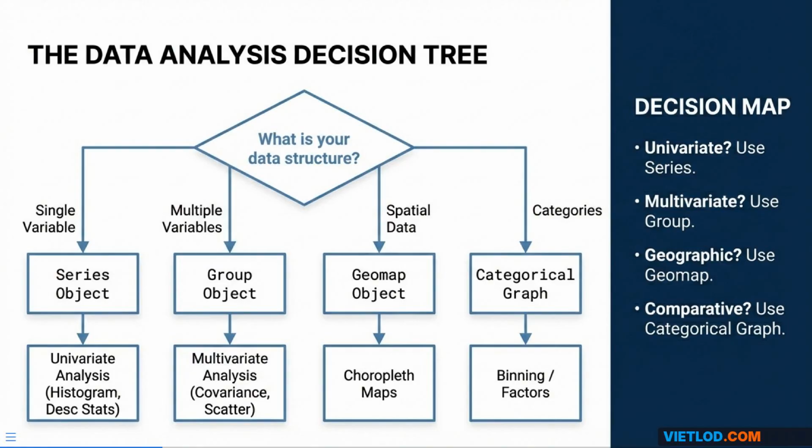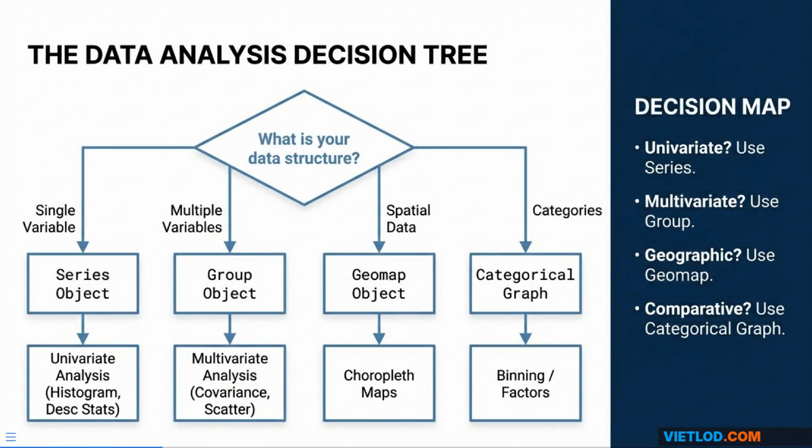When you start your analysis, the first question is always, what is your data structure? This decision map helps you choose the right tool for the job. If you're looking at a single variable, like inflation over time, you're doing univariate analysis. The correct tool is a series object, which lets you create histograms or calculate descriptive statistics. If you're examining multiple variables together, such as the relationship between GDP, consumption, and investment, you're doing multivariate analysis. Here, you should use a group object.